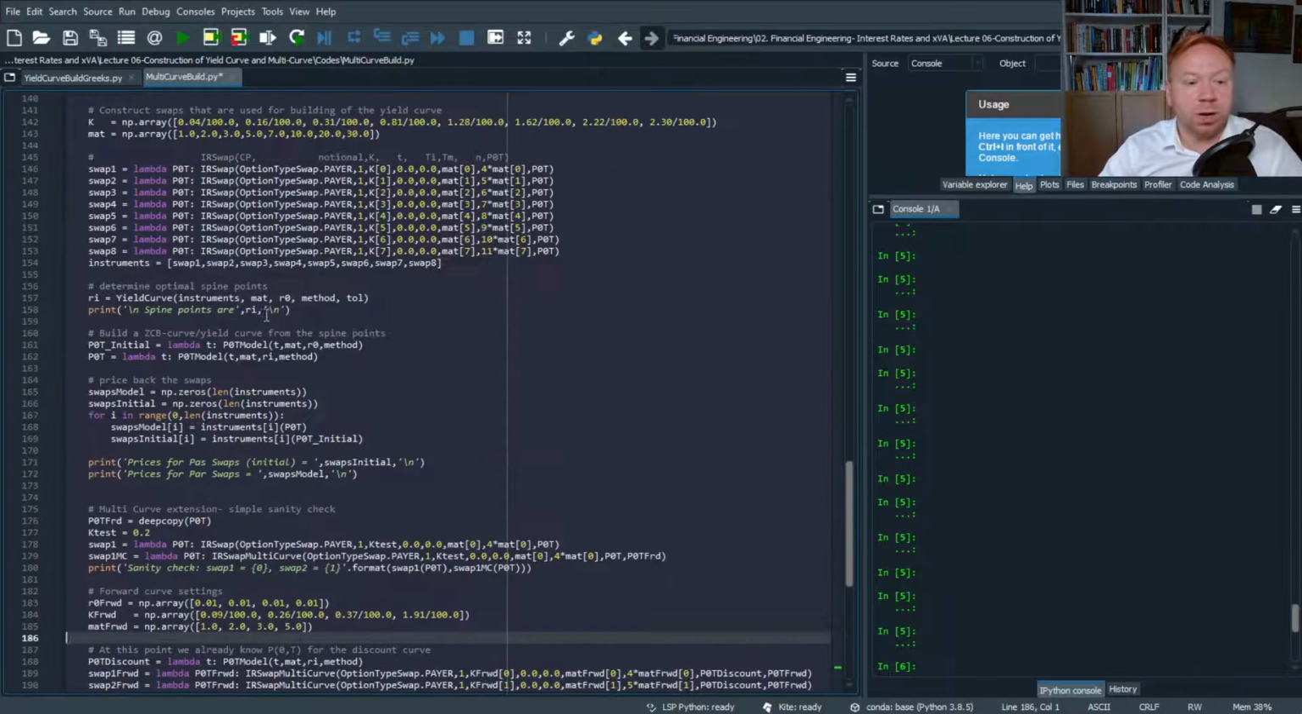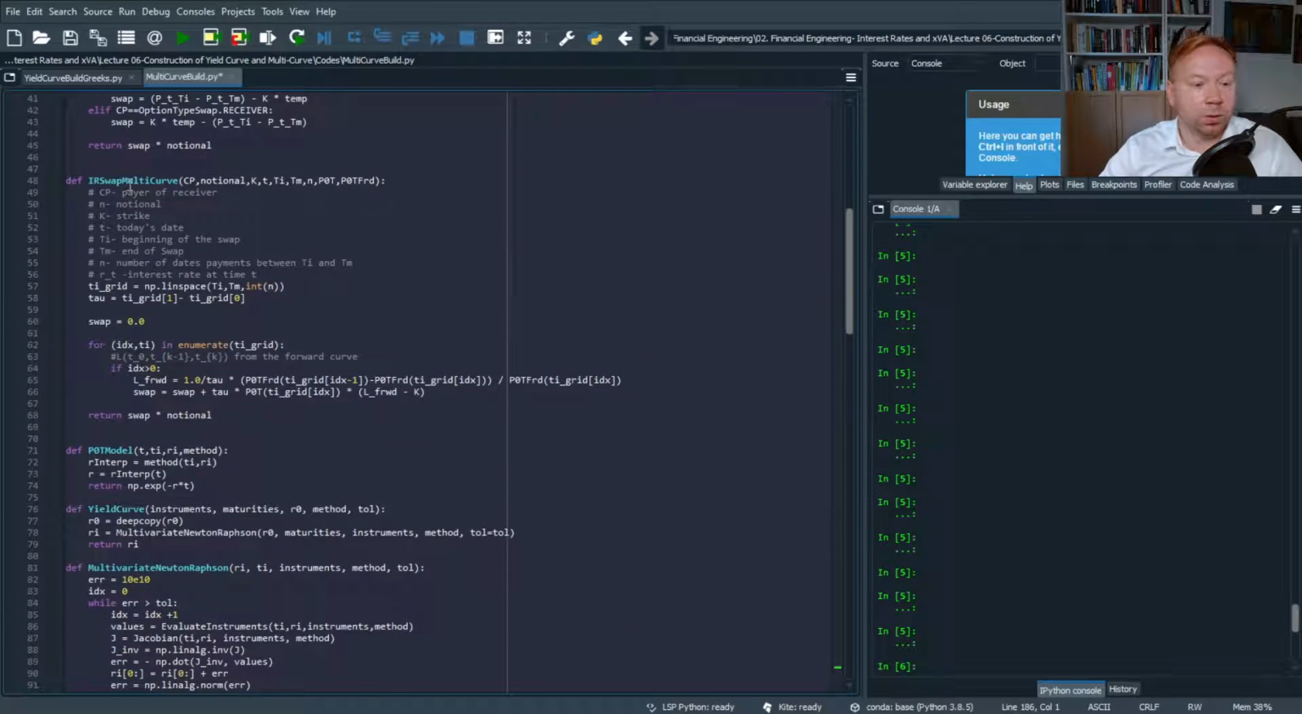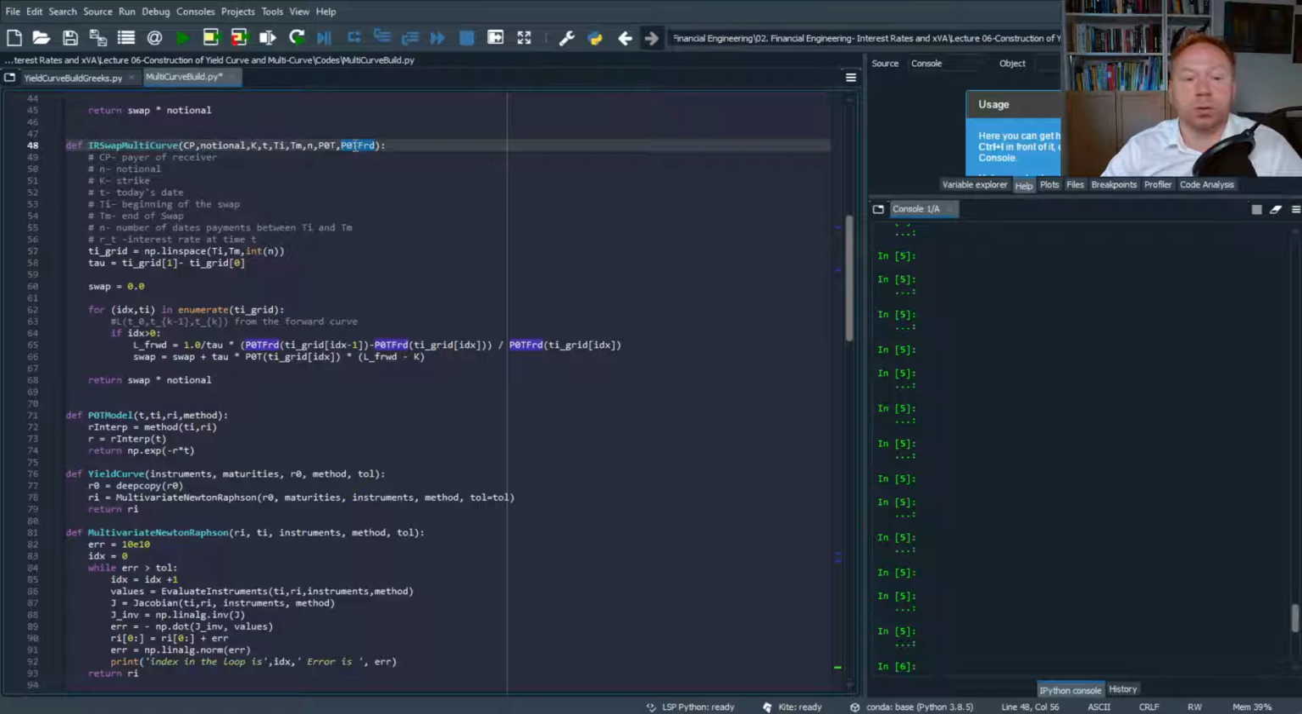So first, we start with an extension of a swap definition. We have a new IR swap multi-curve, and one input is for the zero coupon bond, for the yield curve, let's say, for discounting, and the other one is for forecasting. Let's say the one corresponding to the frequency, so it's corresponding to this n frequency of a swap.